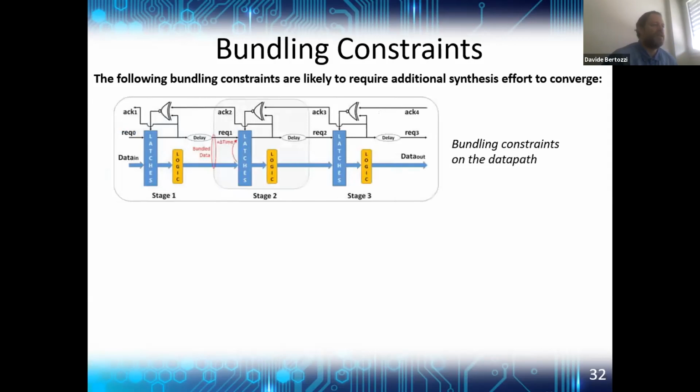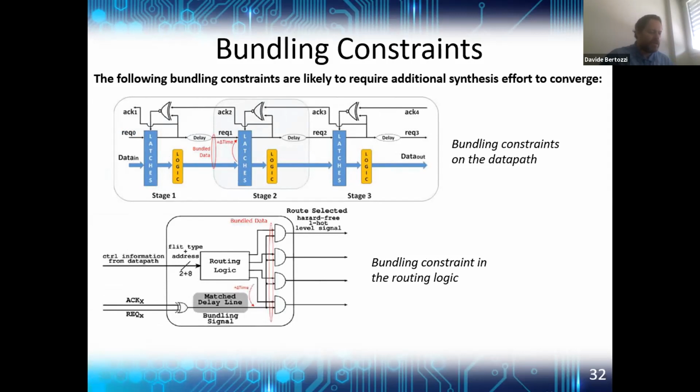So the first constraint is the bundling constraint throughout the data path. So between any two mousetrap stages, and you can see it here. So you have the data paths, and then you have the associated bundle, the request signal. And the request signal should reach this barrier of latches later than the stabilization of the slowest data line. Similarly, we have a bundling constraint on the routing logic. So you have a bundling constraint not only on the data path, but also on the control path.